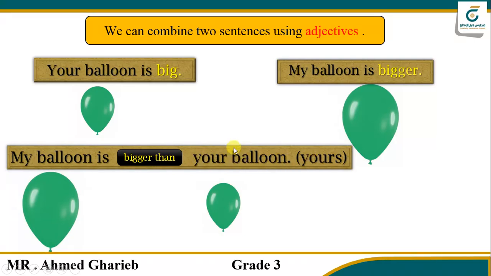Okay, so again we can combine two sentences using an adjective. If we have two sentences that share the same adjective, we can combine them together and compare between the two subjects in the adjective. Okay, excellent.